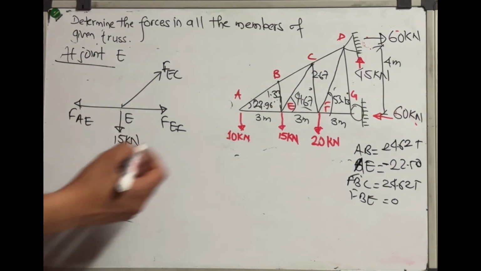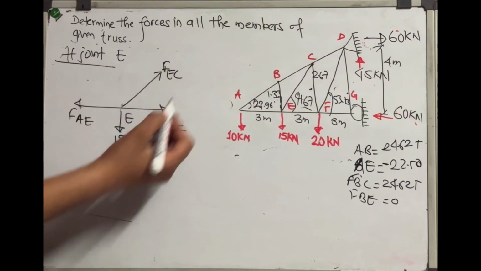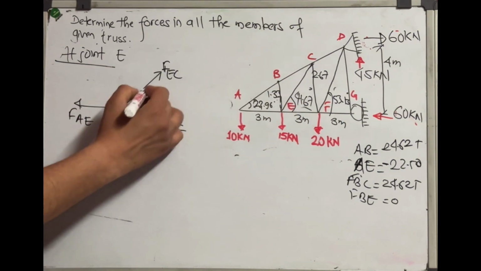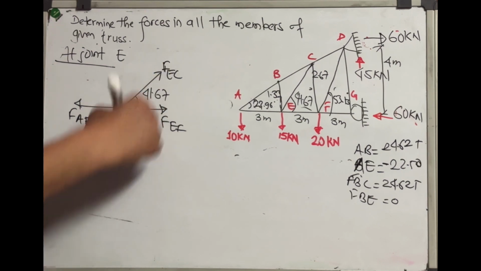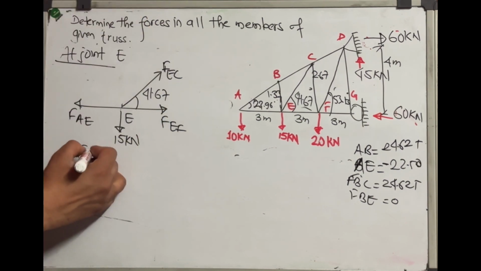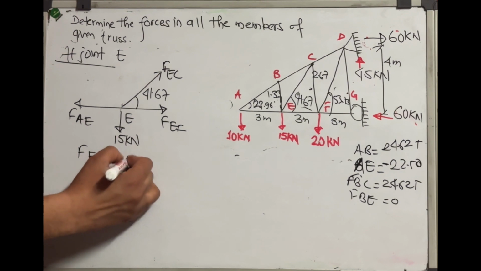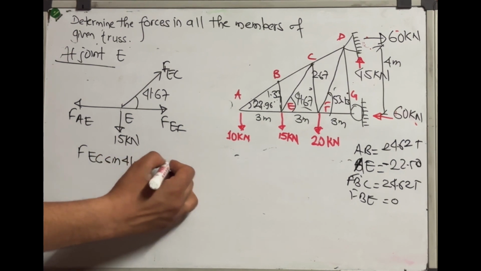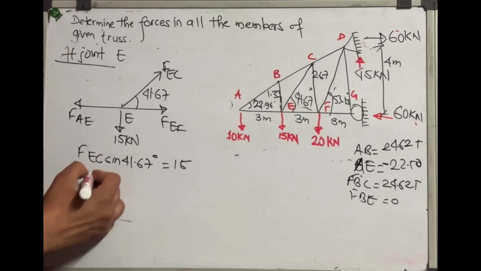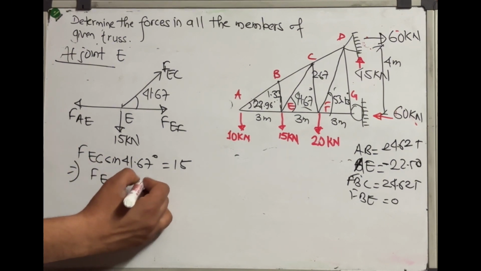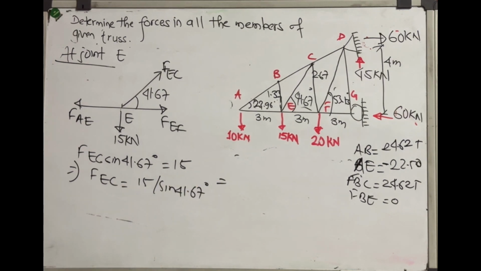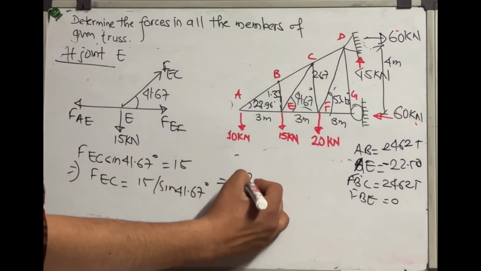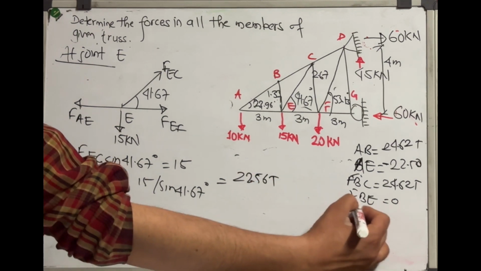So now, 1, 2, 3, 4, 1 is gone. What is the angle? This is 41.67 degrees with respect to horizontal. If you take the summation of force in y direction, with upward direction positive, then FEC sine 41.67 degree is equal to 15. Then FEC will be 15 divided by sine 41.67 degree. So what is the value of FEC? You can write it, 22.56 tensile.